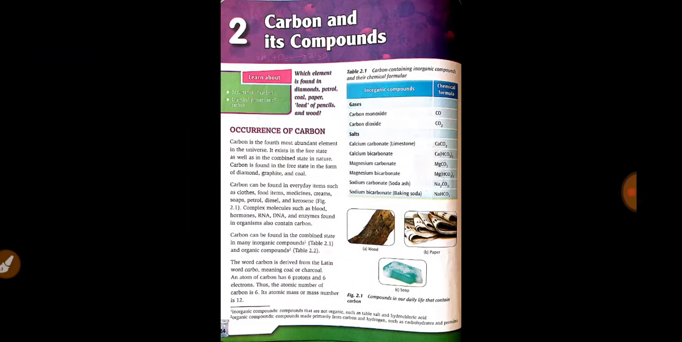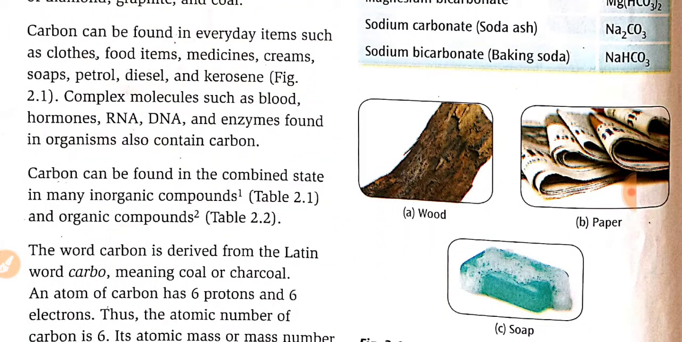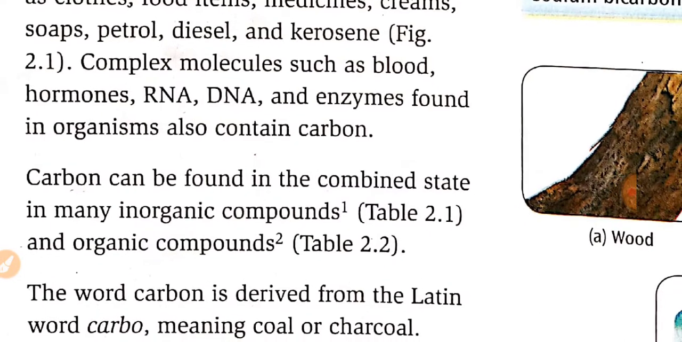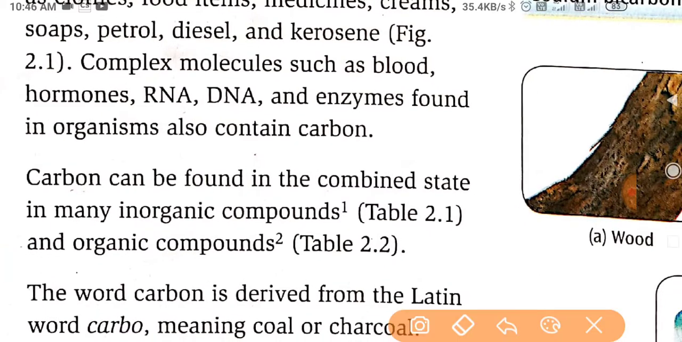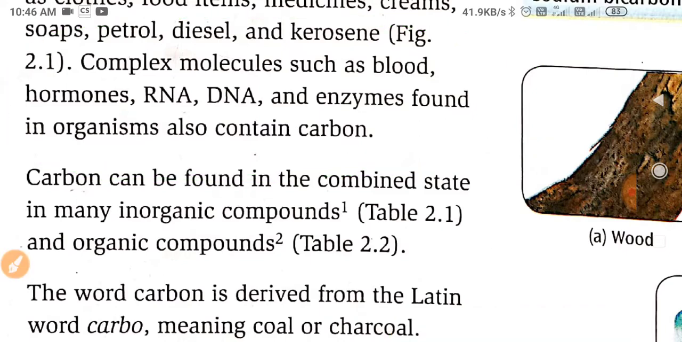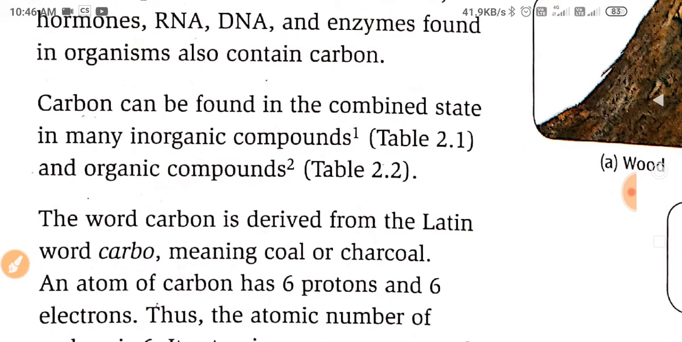Okay, carbon can also be found in complex molecules such as blood, hormones, RNA, DNA, and enzymes found in organisms. So these also contain carbon. Carbon can be found in the combined state.